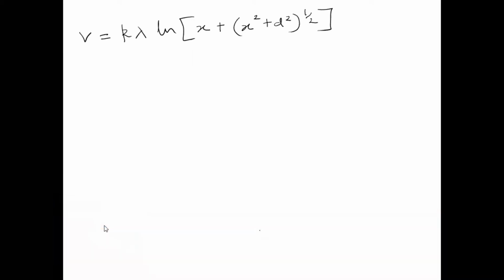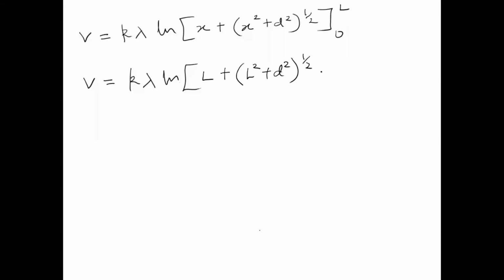Okay, so the limits here, as we have said, are 0 to L. So the next thing is to put in the limits. So we have k times lambda, and then the logarithm of, if I put now L, then I have L plus L squared plus D squared to the power half. Okay? And then I'll say minus.